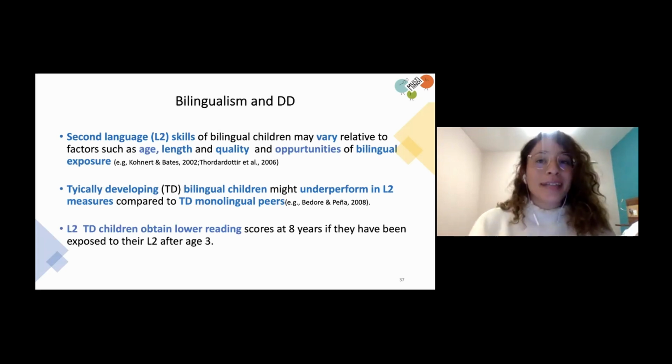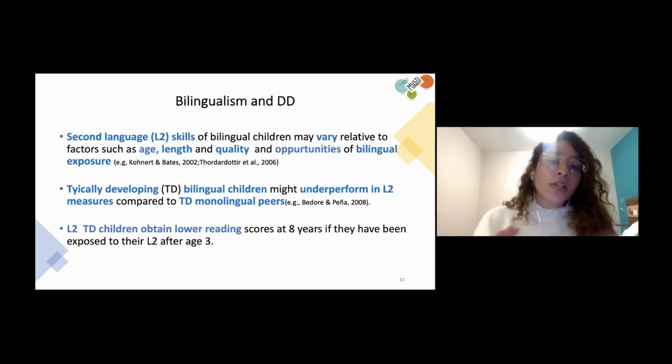So we know that in bilingual children, skills in the second language they are acquiring seem to vary according to several factors, including the age at which they started being exposed to the language, the length of the period that they were exposed to the language, as well as the quality of their exposure or the richness of their environment.